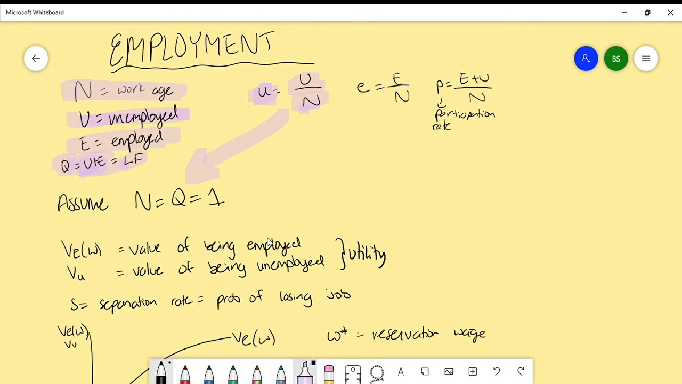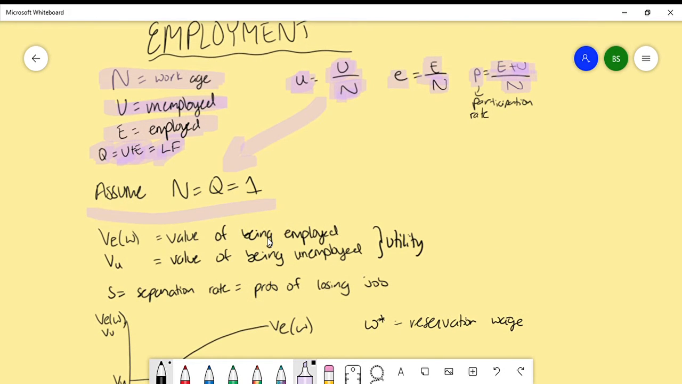So the unemployment rate is the unemployed people over the working age population. The employment rate is the employed people over the working age population. And then the participation rate is the rate of how many people are actually participating in the labor force. That is E plus U, which is the labor force, all over the total number of people. Okay, so it's pretty simple stuff.